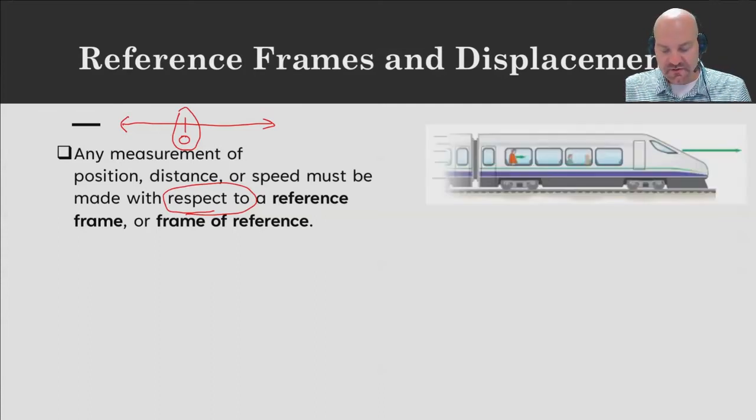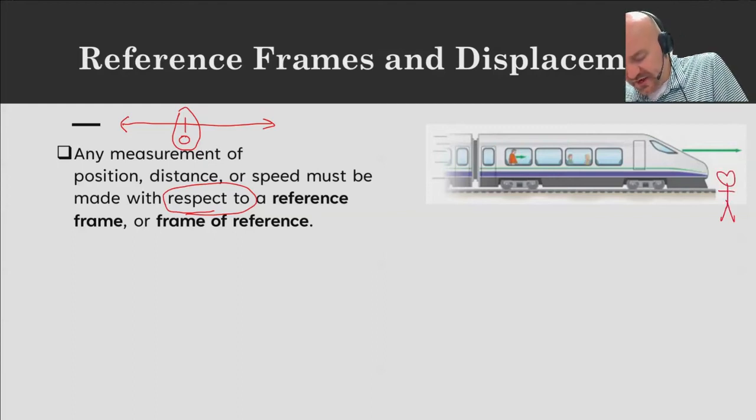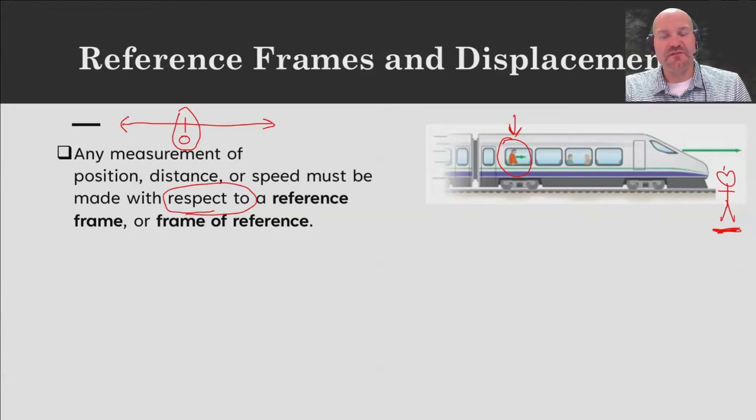Just real quick, here's a little example. If I'm standing outside this train watching all this happen, I'm asking ultimately how fast is that person moving? I have a reference frame here, and he has a reference frame there. His speed is going to be different depending on what he sees or what I see.